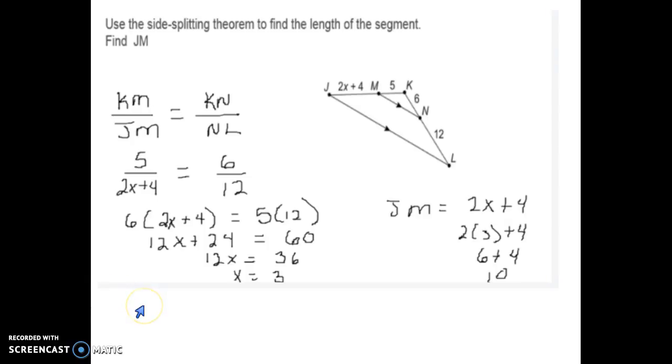All right, this is 1.07. That was your constructed response. So remember, to get credit, you must show all your work. So this tells you to use the side-splitting theorem to find the length of the segment JM.